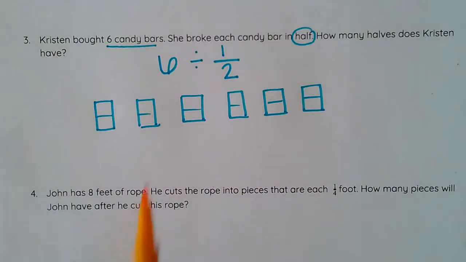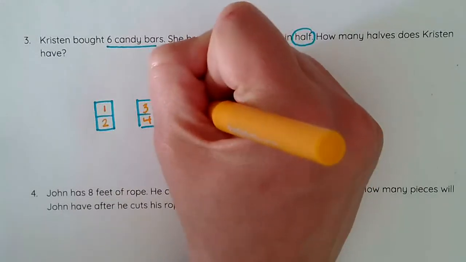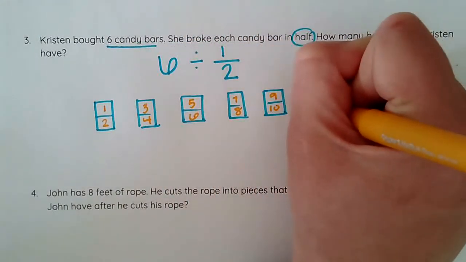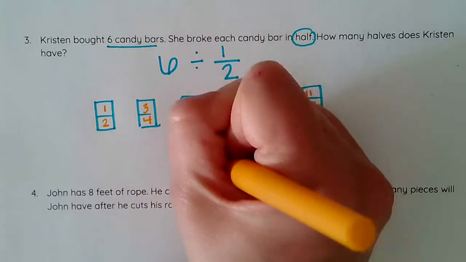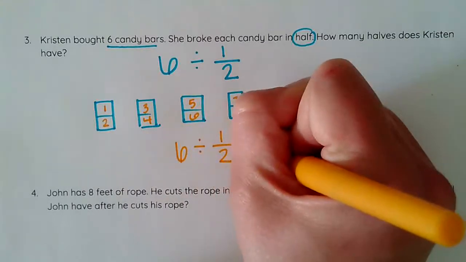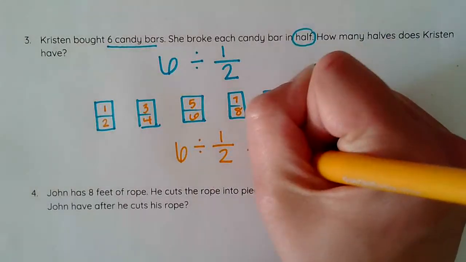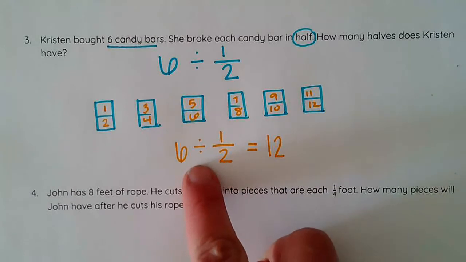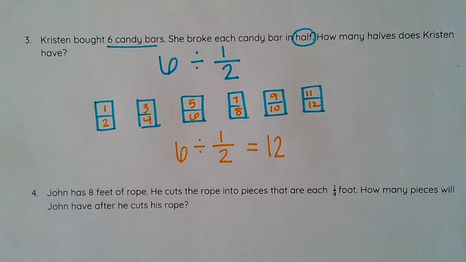So here, once I split that 6 into halves, I need to see how many halves I have. So I count my parts, and I have 12 parts. Therefore, 6 split in halves is going to be 12 halves. 6 divided by 1/2 equals 12 parts.